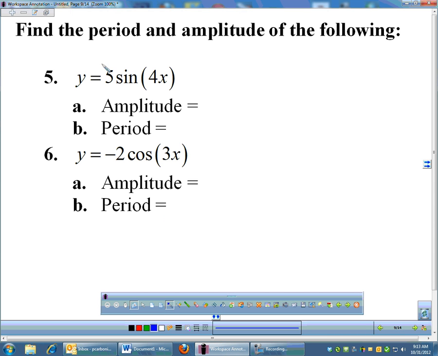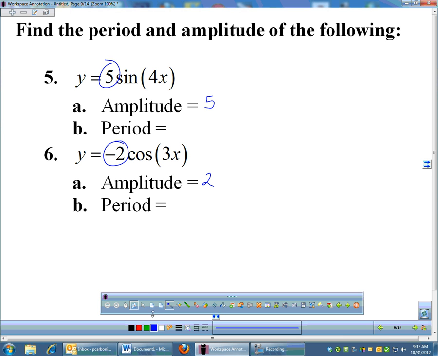Amplitude is the easy one. Amplitude is simply determined by the number in front, and it's always positive. You take the absolute value of that number. If the number is negative, like it is here for number 6, that just means your graph is going to start upside down, but it does not affect the amplitude. So the amplitude is 2 or 5.